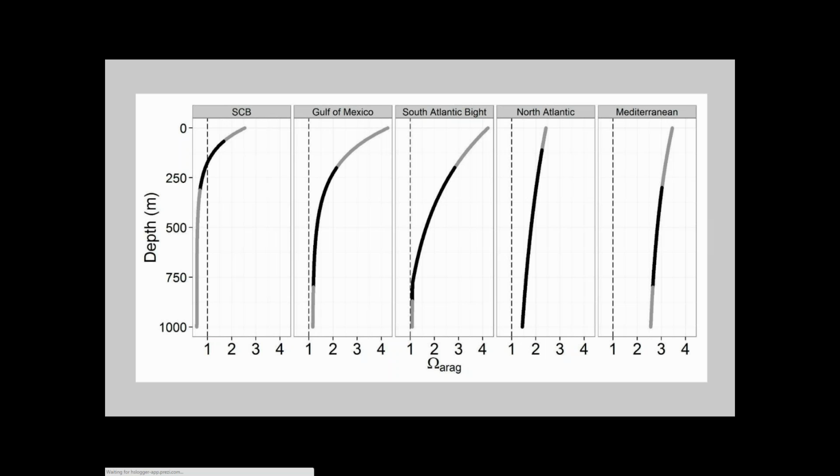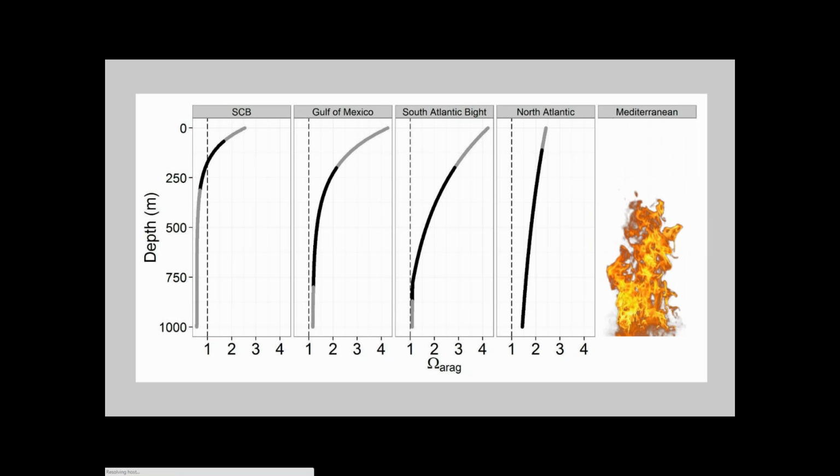And so that will, of course, come into effect as we move over to the South Atlantic Bight and the Gulf of Mexico. While the Gulf of Mexico and the South Atlantic Bight approach 1, at these depths they don't actually reach 1, while the North Atlantic stays well above it. And the Mediterranean has very high dissolved inorganic carbon, but also high total alkalinity, which results in a high aragonite saturation state. So for this presentation, I'm going to exclude the Mediterranean from the deep water coral distribution data because it's anomalous in a lot of ways.